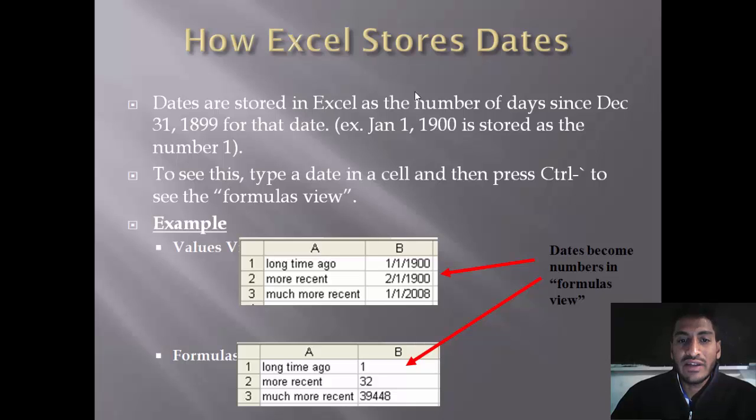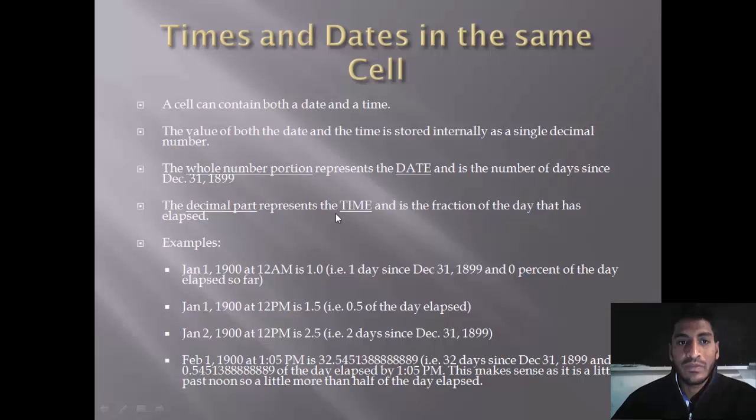To see this type of date in the cell, press Ctrl to see the formula view. Example, values view: long time ago 1/1/1900, more recent 2/1/1900, much more recent 1/1/2008. Dates become numbers in the formula view. Formulas: long time ago, more recent, much more recent: 1, 32, 39448.